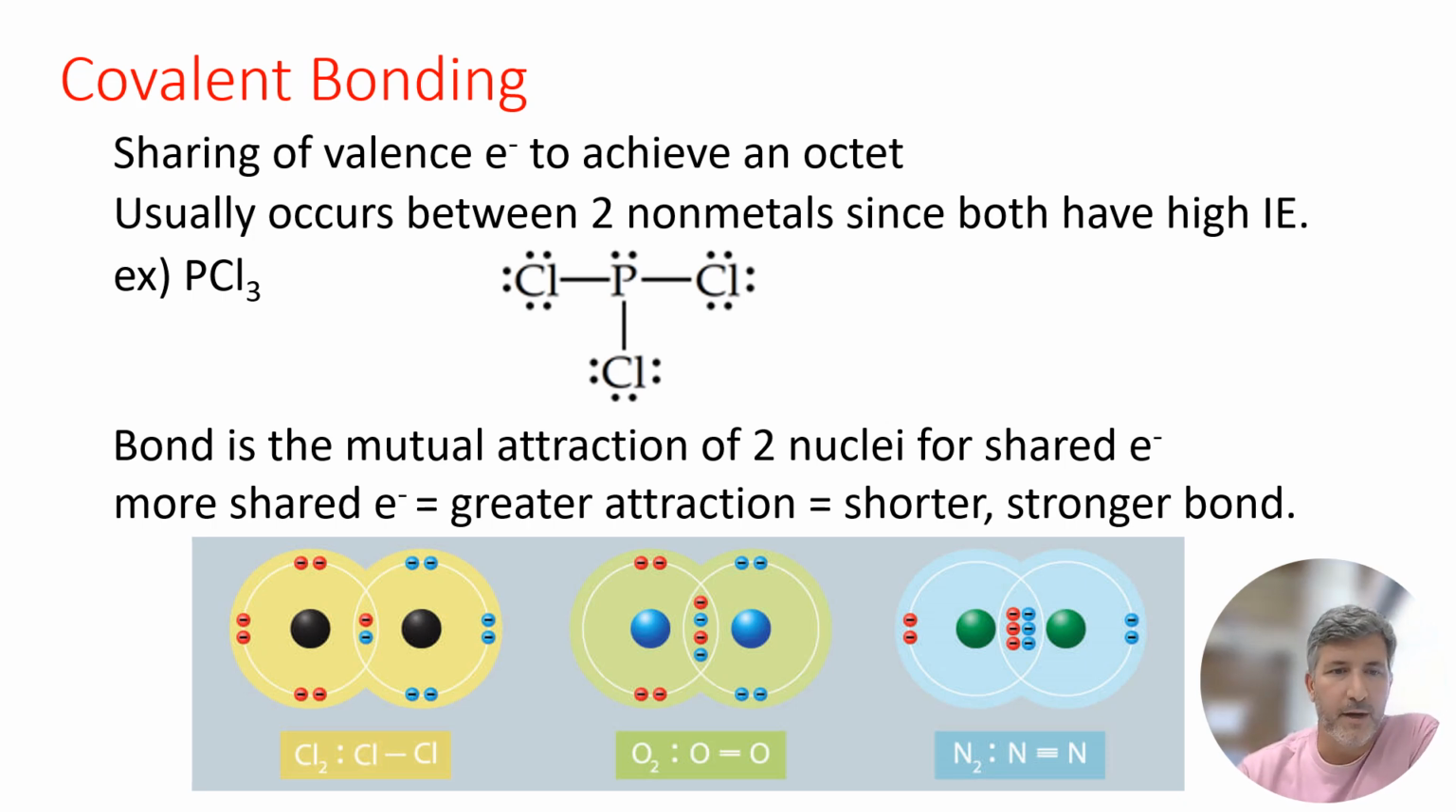So if we compare a Cl2 molecule, that's just a single bond. There's only two negative electrons in the middle between these two chlorine atoms. We compare that to an O2 double bond, that's 4 electrons, and so there's going to be more attraction, and you can see the nuclei moving closer and closer together.